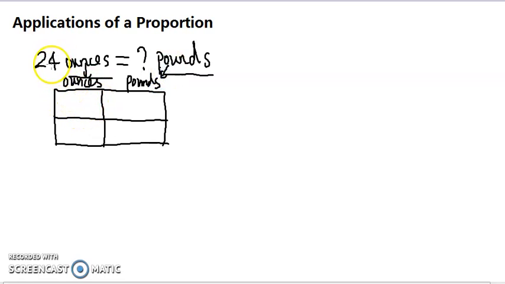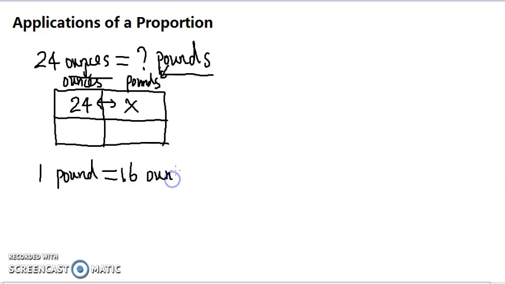So first let's put the numbers in here. We can put 24 ounces corresponds to how many pounds? It's unknown, so let's put a variable x here. And now there's another conversion we already know. 1 pound is equal to 16 ounces. So this will be given. Take the exam.